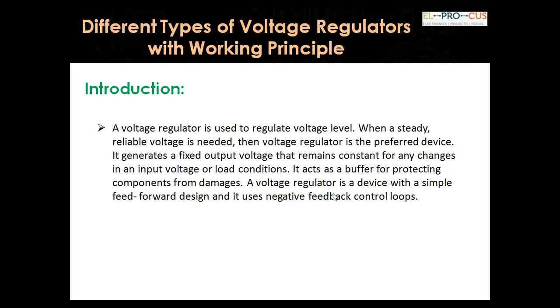A voltage regulator is a device which uses a negative feedback loop, because if you see the circuit diagram for the voltage regulator, we are using a control circuit. In that we are using an amplifier, and we are aware that the amplifier will use negative feedback. That's why we can say the voltage regulator will use the negative feedback control loop.